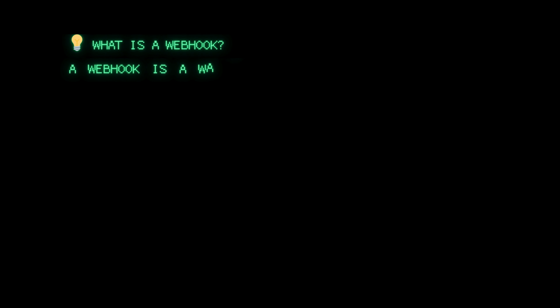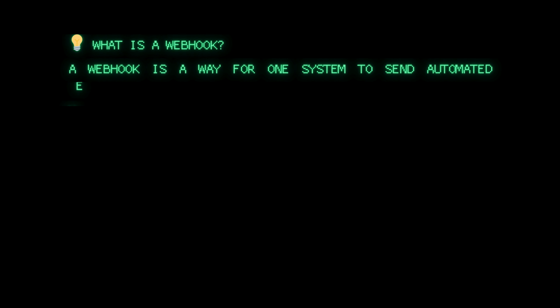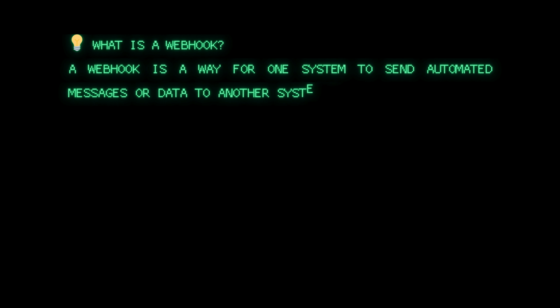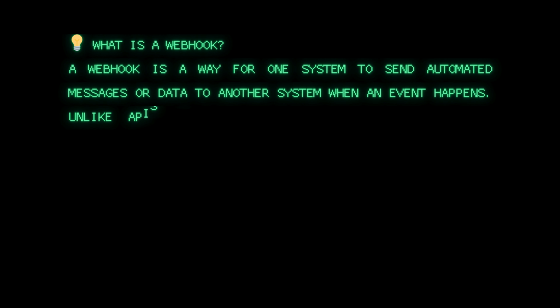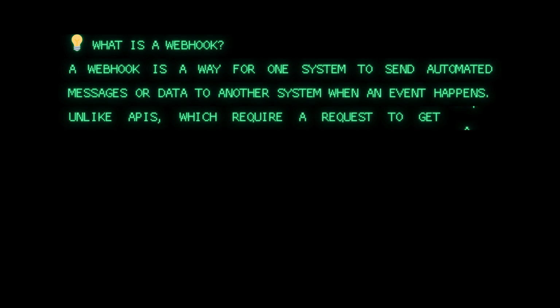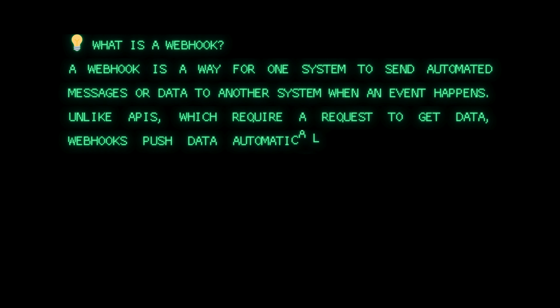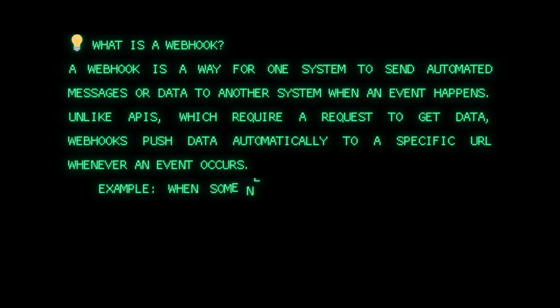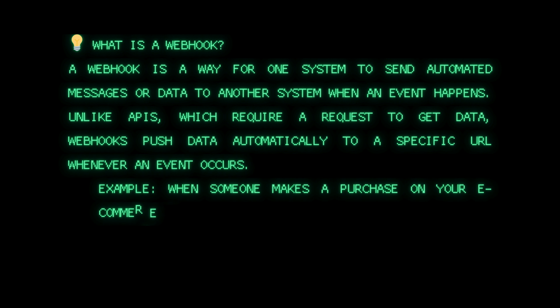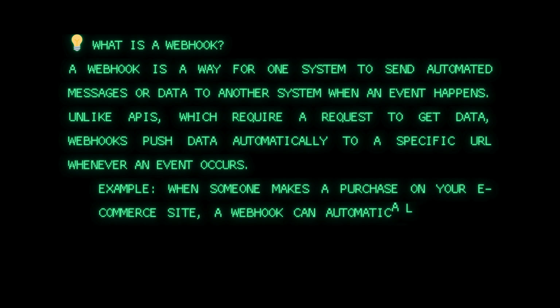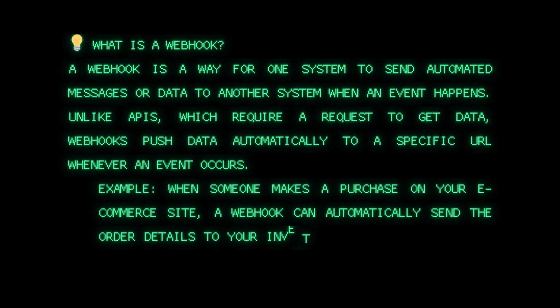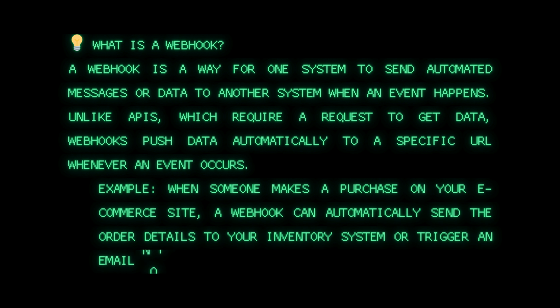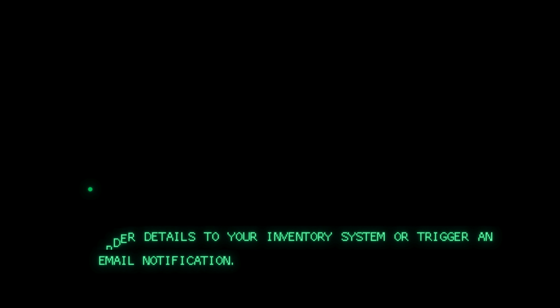A webhook is a way for one system to send automated messages or data to another system when an event happens. Unlike APIs, which require a request to get data, webhooks push data automatically to a specific URL whenever an event occurs. Example: when someone makes a purchase on your e-commerce site, a webhook can automatically send the order details to your inventory system or trigger an email notification.